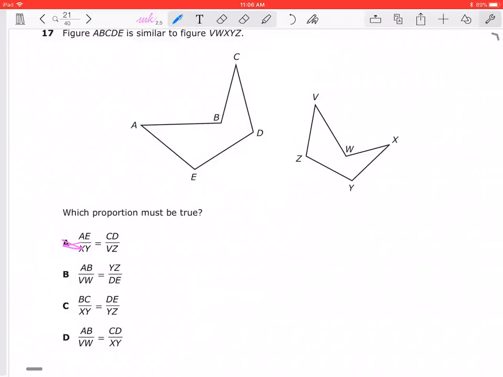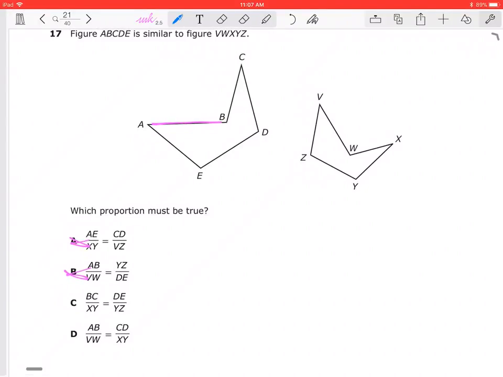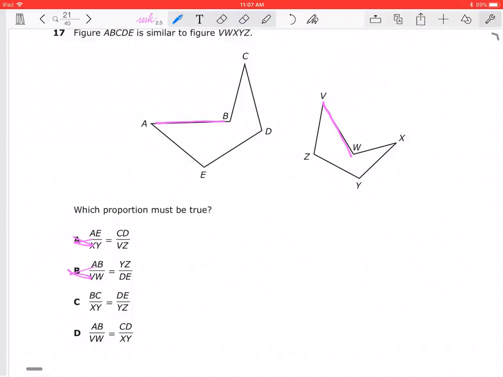AB over VW would work, to YZ to DE. Now that won't work either, and the reason is because I switched my proportion. I changed my proportion ratio. That won't work because we're using the wrong values. It should have been AE to VZ, because AB is to VW. All right, in order for that to work.